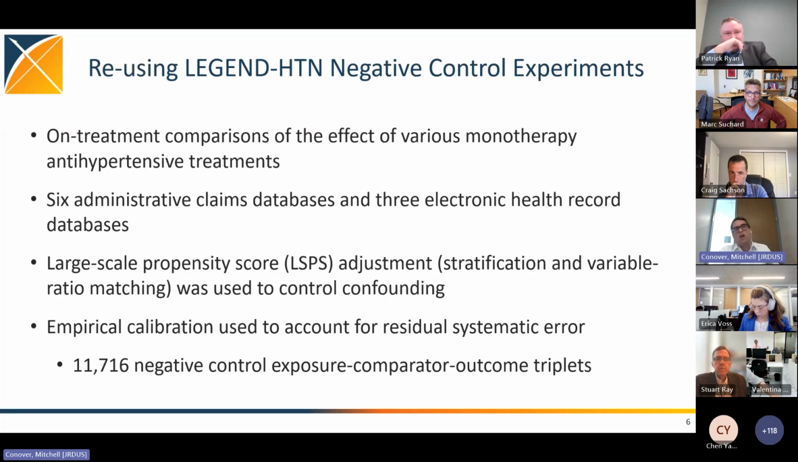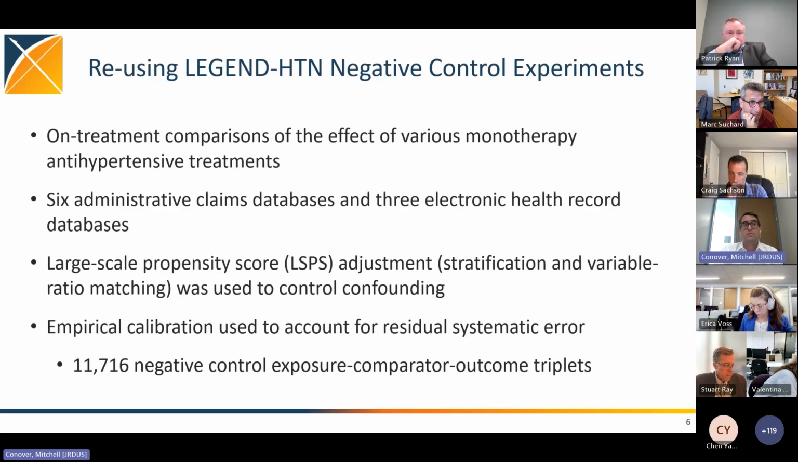So as a thought experiment, what we did was we reused the LEGEND hypertension results to conduct a methods experiment where we applied various diagnostic metrics to a large set of negative control exposure-comparator-outcome triplets available in the LEGEND hypertension results.